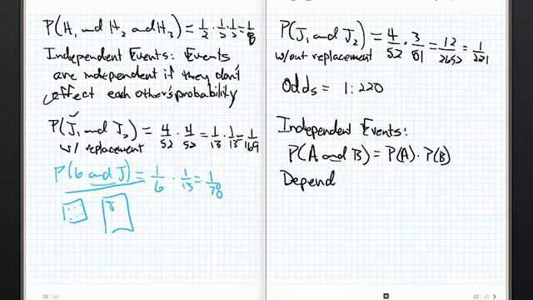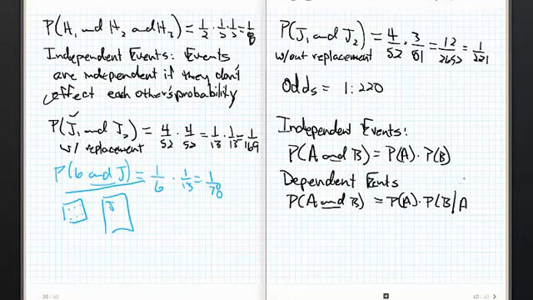For dependent events, let's just call that an event. Can we agree? The probability of A and B, notice again, and versus or, that's really key, is equal to the probability of A times the probability of B given A. Now this little symbol right here means given. Let me explain what that means.